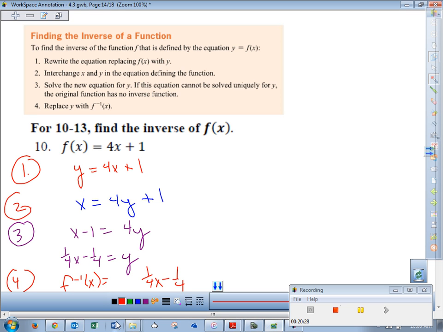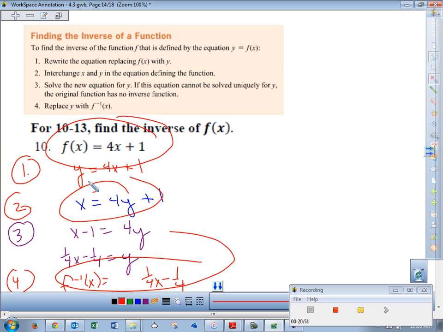4 steps. Number 1, change f of x to y. Number 2, switch x and y around. Number 3, solve for y. Number 4, change the y to f inverse. That's what we did. We wrote the equation of the inverse. If I graph him, and I graph him, they would be reflections of each other over the line y equals x. Because that's what we did. We let y equal x in this step right here. We let y equal x.